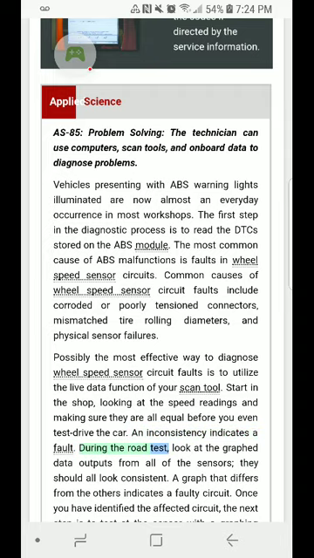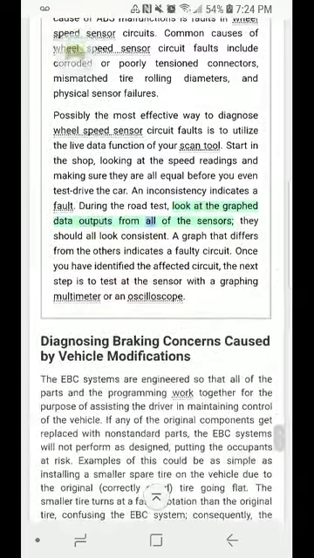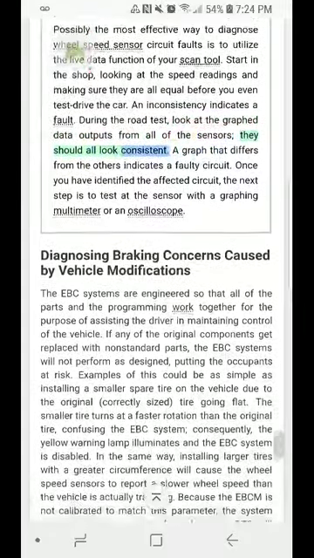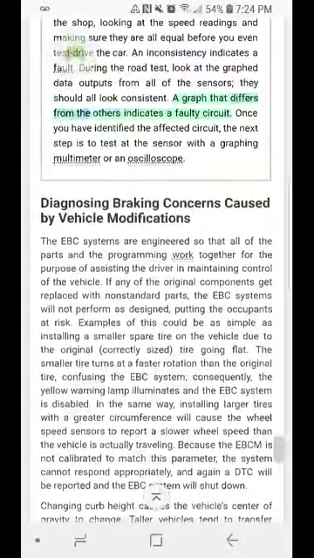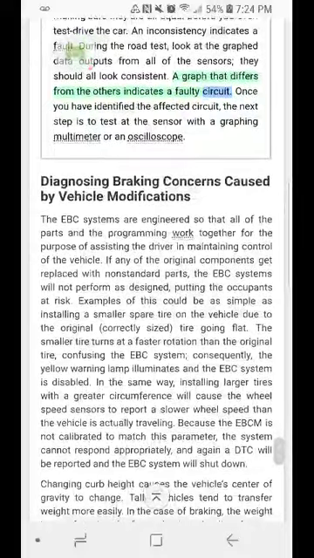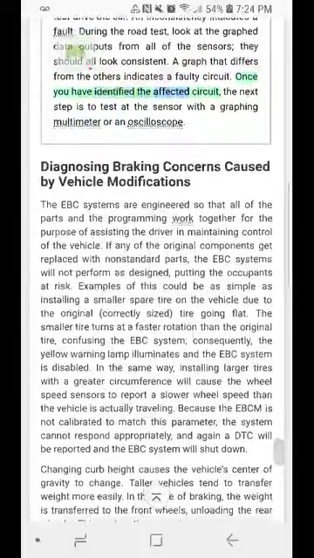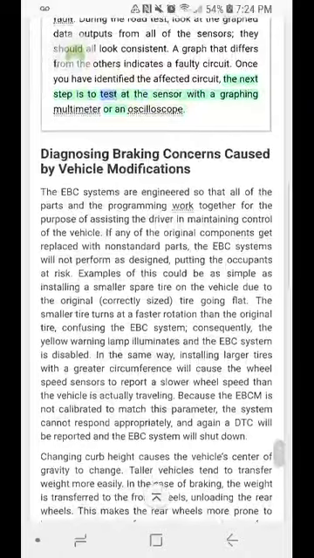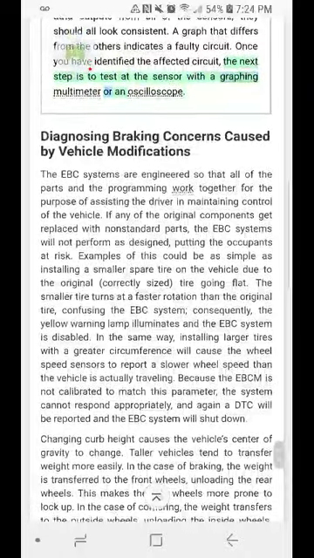During the road test, look at the graphed data outputs from all of the sensors. They should all look consistent. A graph that differs from the others indicates a faulty circuit. Once you have identified the affected circuit, the next step is to test at the sensor with a graphing multimeter or an oscilloscope.